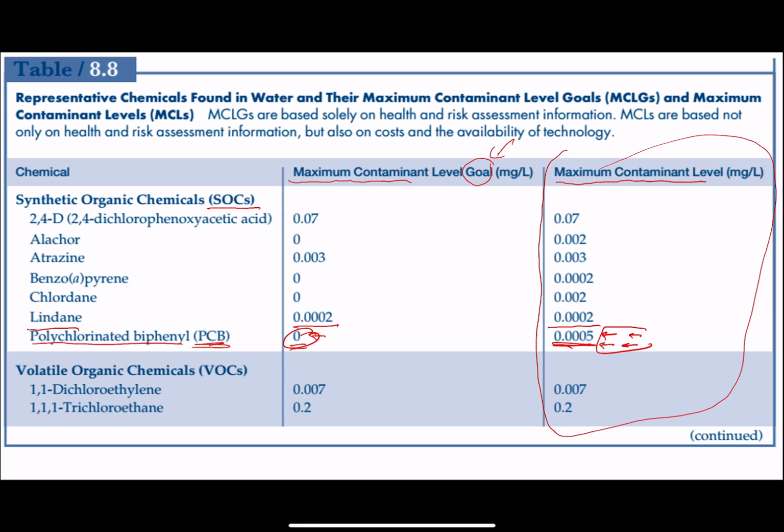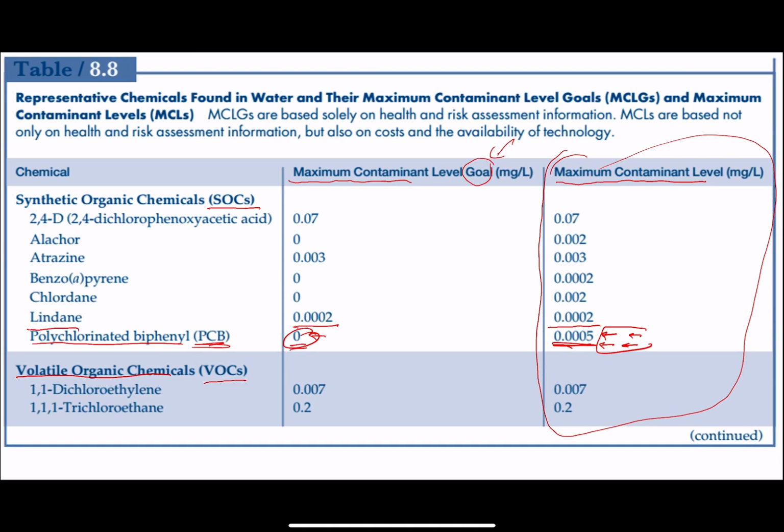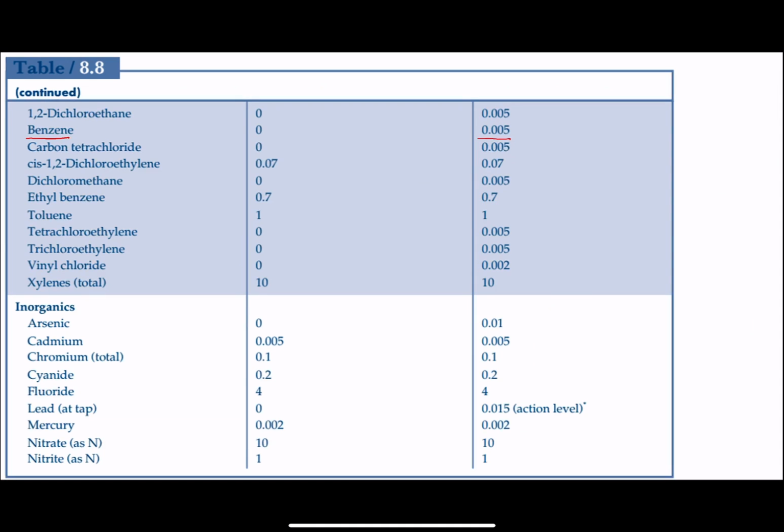Let me give you another example, a volatile organic chemical, abbreviated VOC. I'll give you, for example, benzene, one chemical that might be called a volatile organic chemical. The maximum contaminant level is 0.005. The unit is milligram per liter, while the goal is to make it zero in water. Let's look at an inorganic, arsenic. The goal is zero, but the MCL is 0.01 milligram per liter.